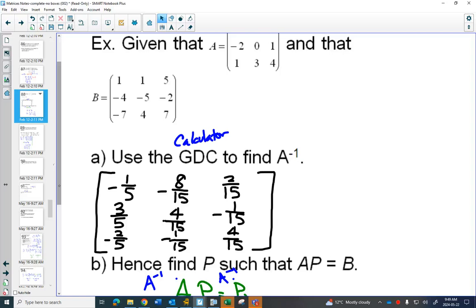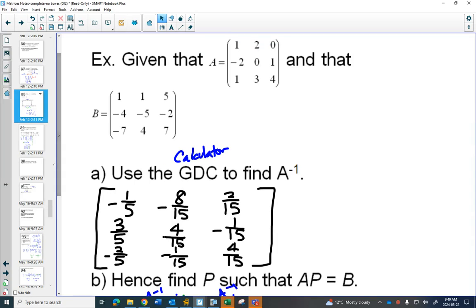Now part B says, can you find something that if you multiply A times P, it equals B? This would take forever if you put variables and tried to do it by hand. You could do A, B, C, and you would get a whole bunch of systems of equations, 9 of them, which you would have to try to see if you could figure out how you would solve them.